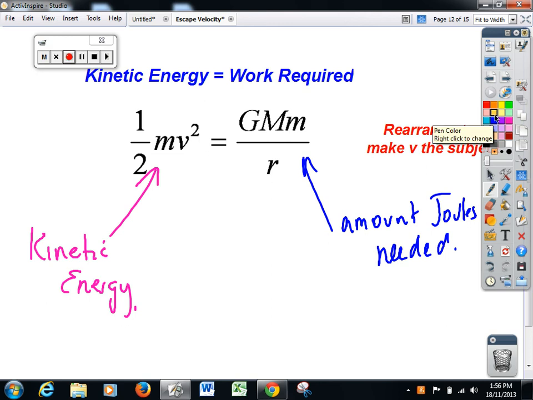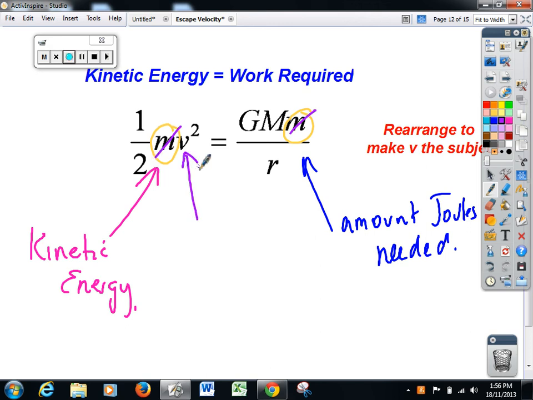So is this m here and that m here the same m? Yes, that's the mass, because the capital M here is the mass of the Earth, or the planet that we're on. So the little m appears on both sides. So what can I do with it? I can cancel it. Okay.